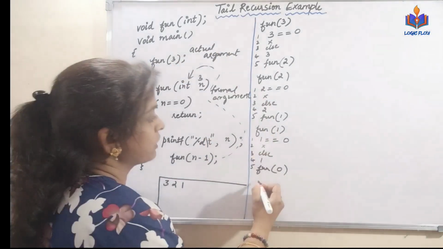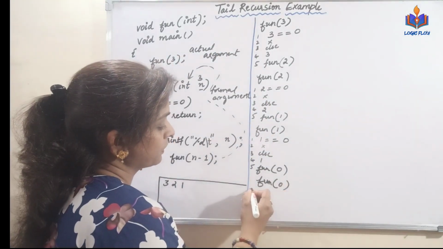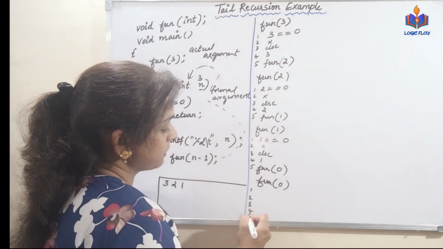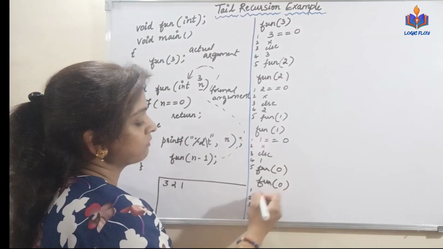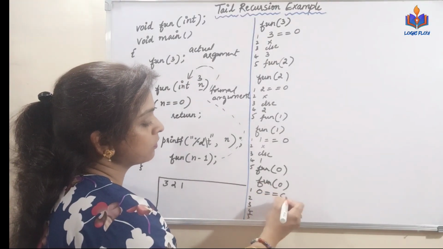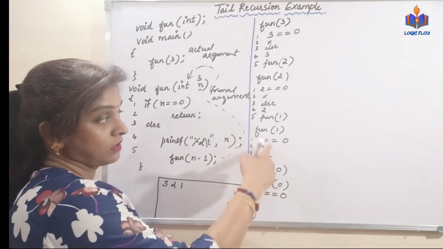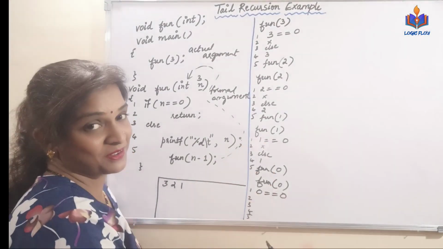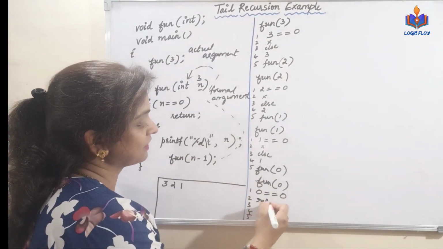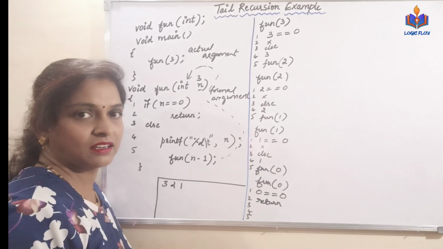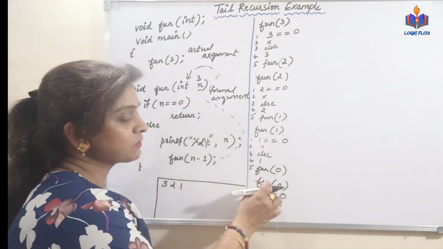Again back to the same function, I am calling function of 0. Again all the statements, but this time just look at, I am coming back here. What is the n value? It is 0. 0 equal to 0? Here, 0 equal to 0, condition satisfied. So I need to execute this statement. I say return. Simply say return. I am not returning anything. I say simply return. Return to the place where this function was called.